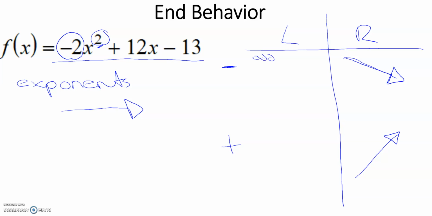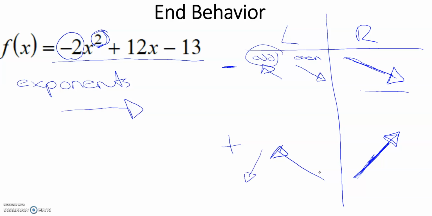And we need to know whether it is odd or even. If it is even, like it is here, it's a 2, it means it matches the right hand side behaviour. So our right hand side behaviour here went down, which means the left hand side behaviour is going to go down. Here, the right hand behaviour went up, so this left-hand behaviour would go up. If it was odd, however, it would be the reverse. So here we have right hand going down, we would have left going up. Here we have right going up, we would have left going down.